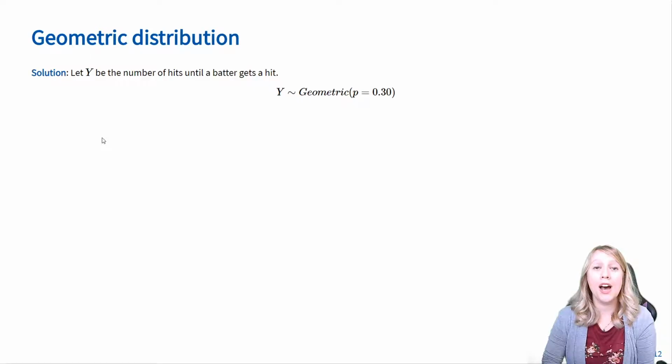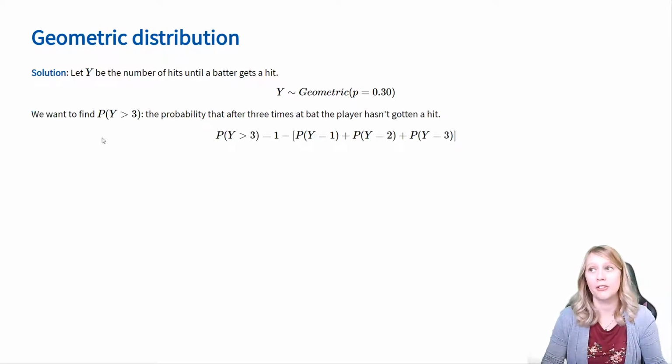So we'll let y be the number of times at bat until the player gets a hit, so is successful. Y then follows a geometric distribution, assuming that each time at bat is independent, with probability of success 0.3. We want to find the probability that y is greater than 3. So even after the 3rd trial, the player has not gotten a hit.